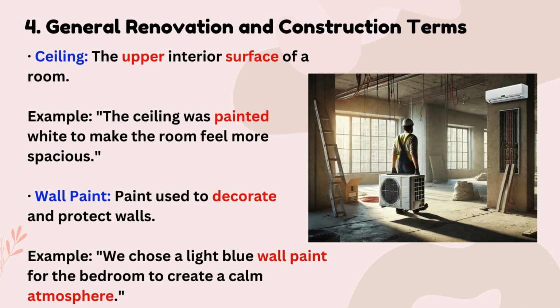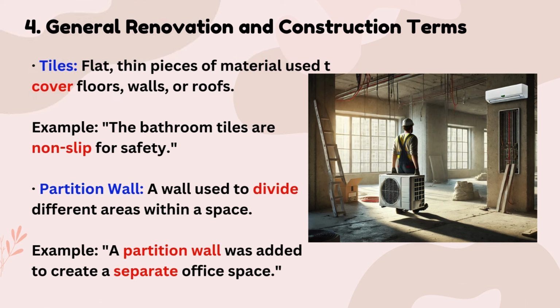Wall paint: paint used to decorate and protect walls. Example: we chose a light blue wall paint for the bedroom to create a calm atmosphere. Tiles: flat, thin pieces of material used to cover floors, walls, or roofs. Example: the bathroom tiles are non-slip for safety.